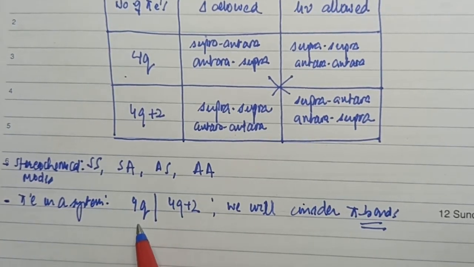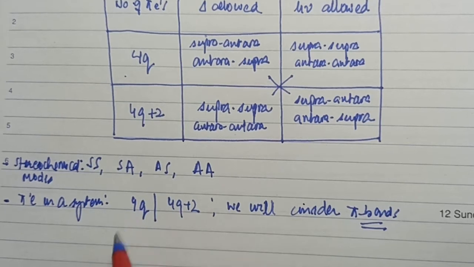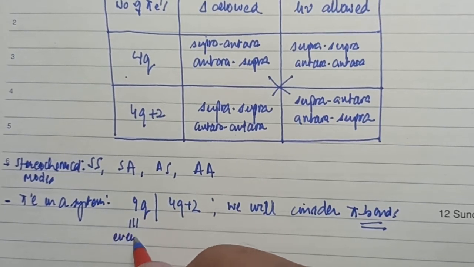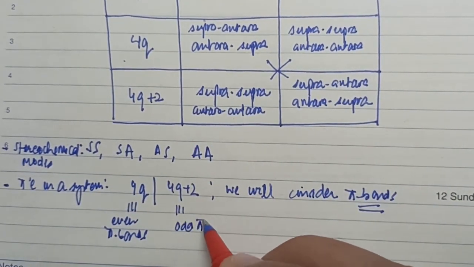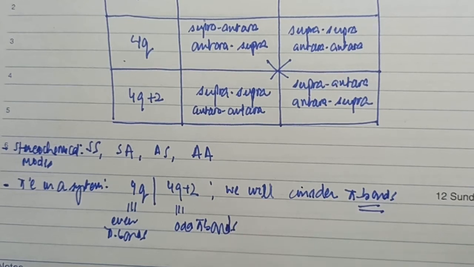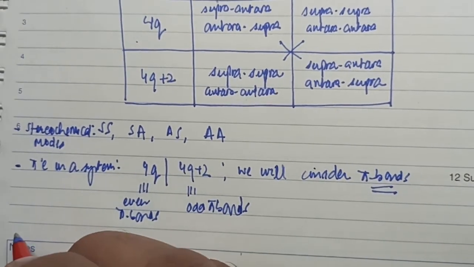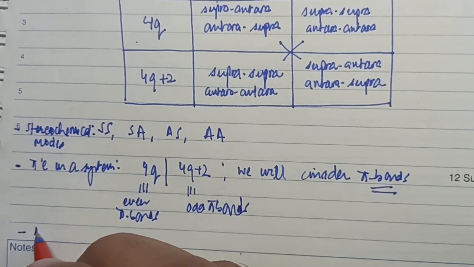Therefore, 4q systems will have an even number of pi bonds, and 4q plus 2 pi systems will have odd pi bonds. That's right. And finally, the third thing we know, the process or the reaction condition.